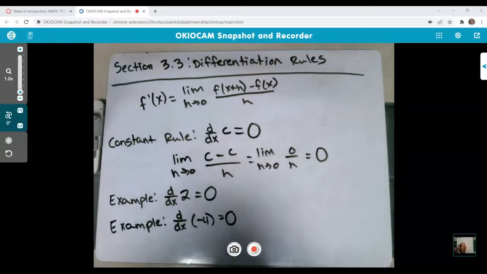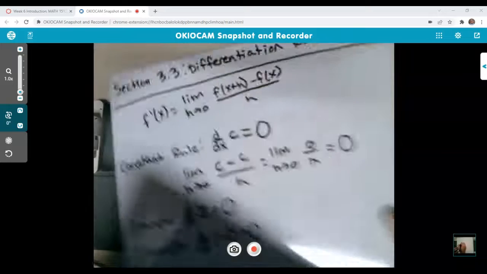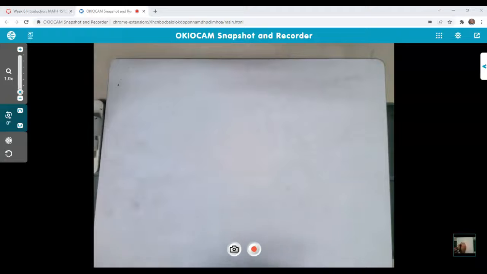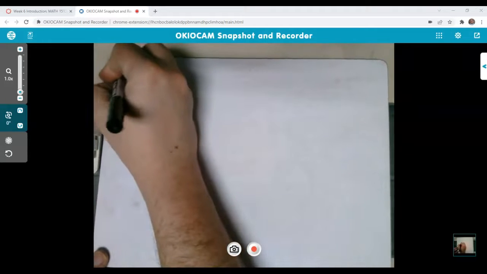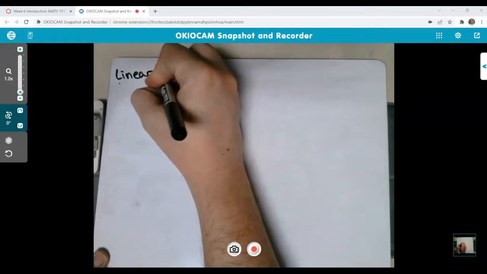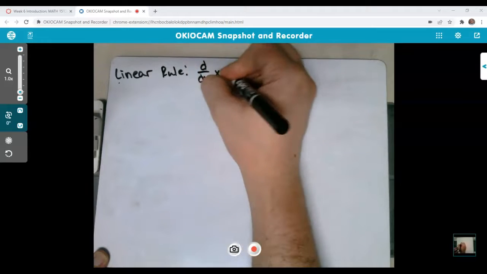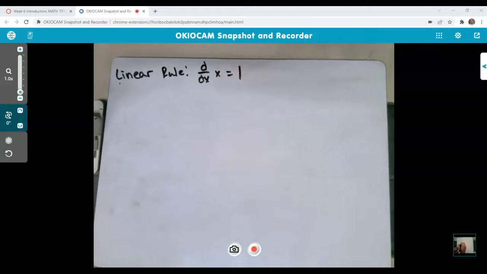There's another really helpful rule. That rule is called the linear rule. And this says the derivative of x is equal to 1. Let's think about why that might make sense.